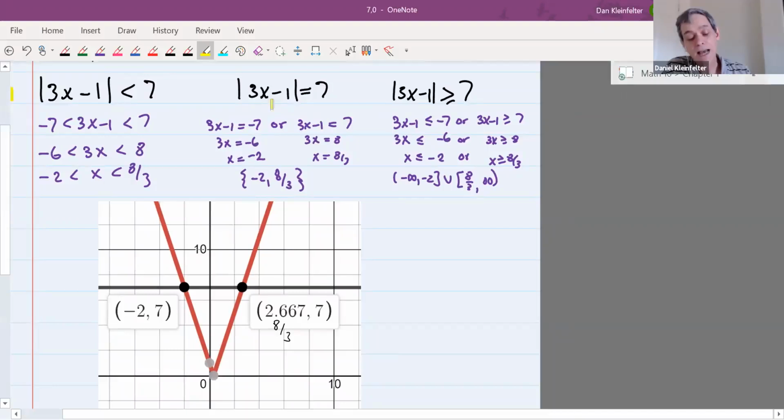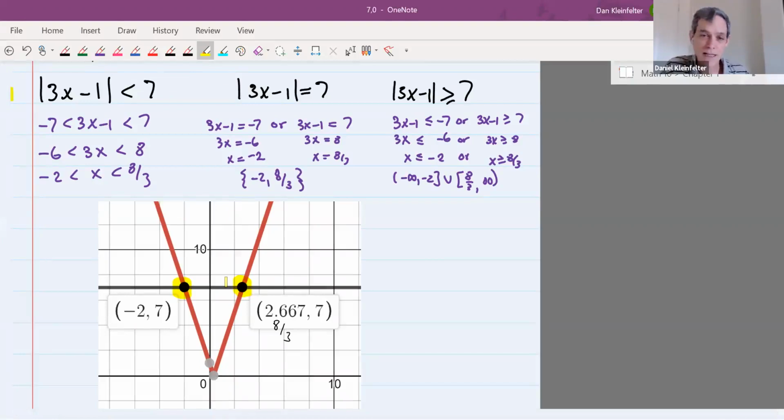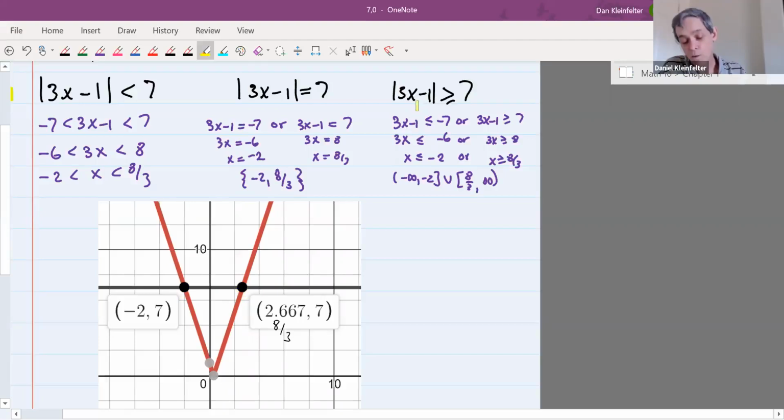For the middle, we have the absolute value of 3x minus 1 equals 7. We saw that it was -2 and 8/3. So you can ask, okay, where is my V shape going to cross that horizontal line? Here it crosses in two places, when x is -2 and when x is 8/3. Okay, then lastly, we want to know where is the V shape above the black line? The x's for which the V shape will be above the black line are if x is -2 or smaller, or if x is 8/3 or bigger.